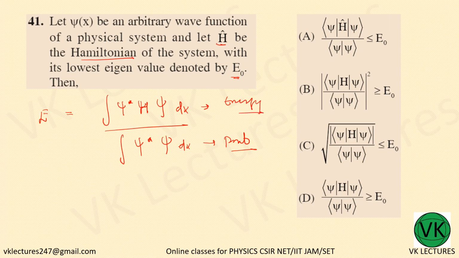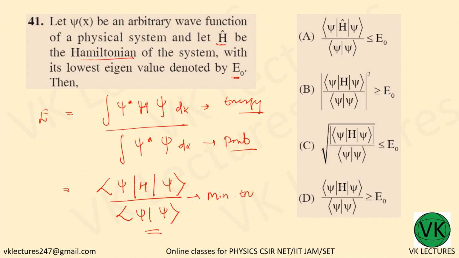Expectation of energy, or expectation value of H. So this is nothing but psi star H psi divided by psi star psi. This is the minimum energy, minimum energy equal to E naught. That means this particular quantity can be greater than or equal to E naught. So your option is option D.